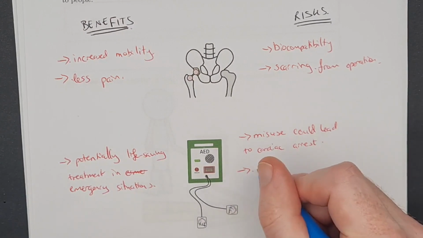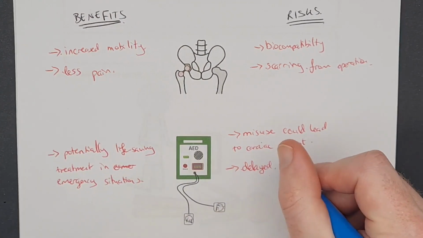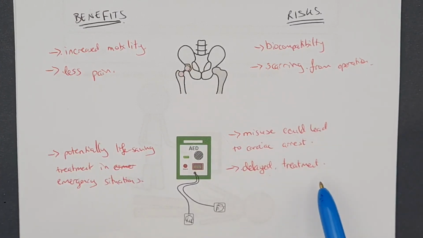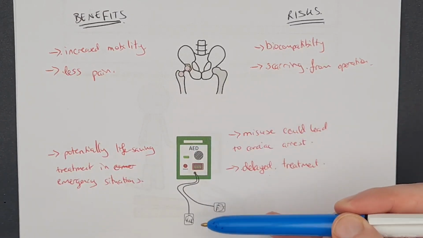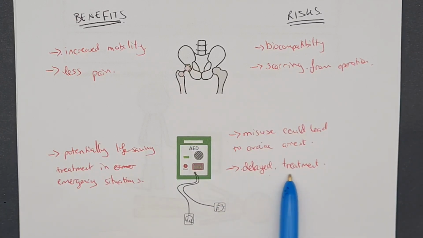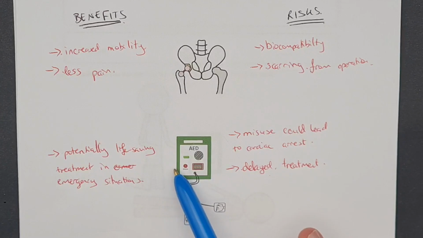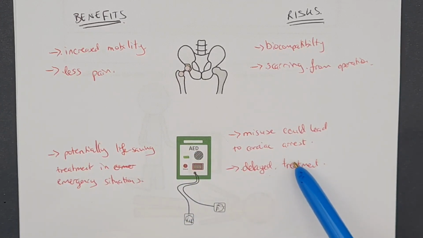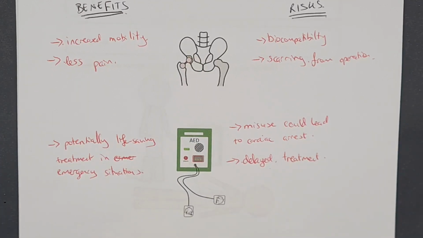The other one we can consider here is delayed treatment. A person panics, as it's obviously a very stressful situation when someone needs to be treated by an AED. Then, of course, the AED needs to be designed in such a way that an ordinary person can respond quickly in this very stressful situation and use the AED to treat the patient. And that's where you get stuff like you might be able to see there.